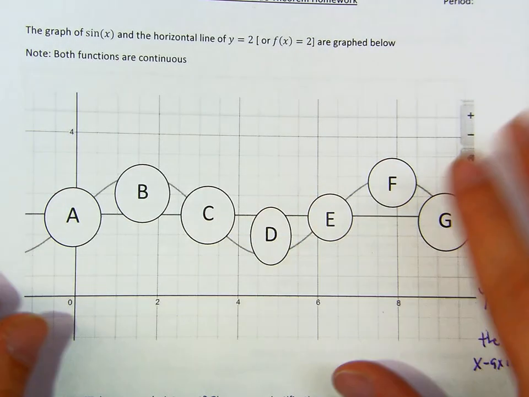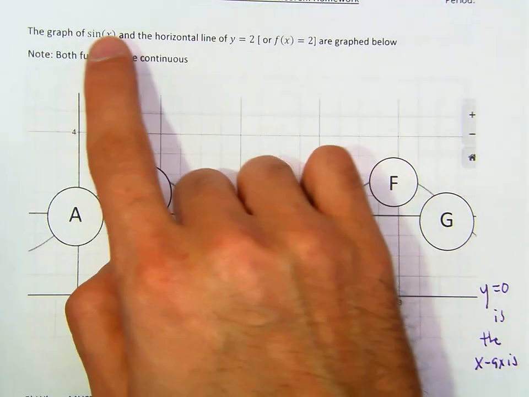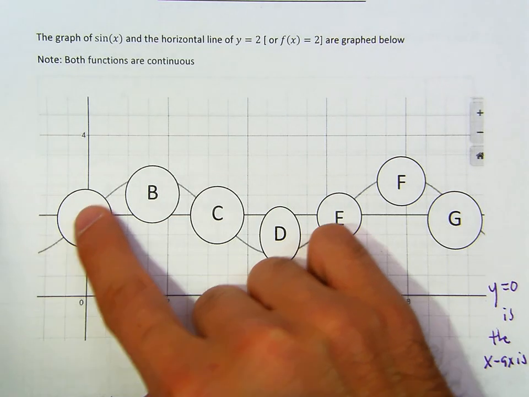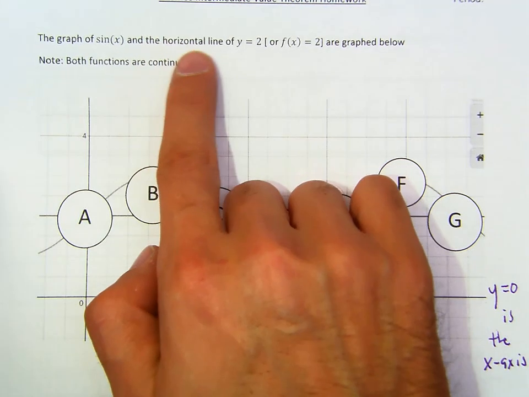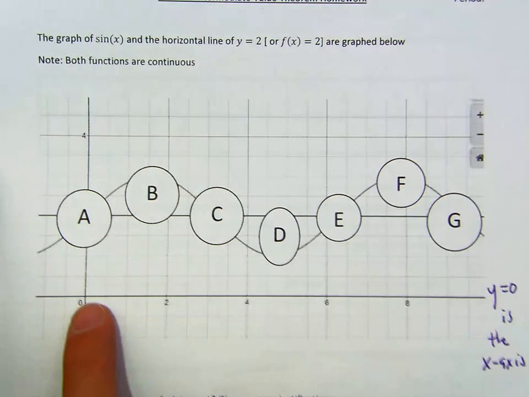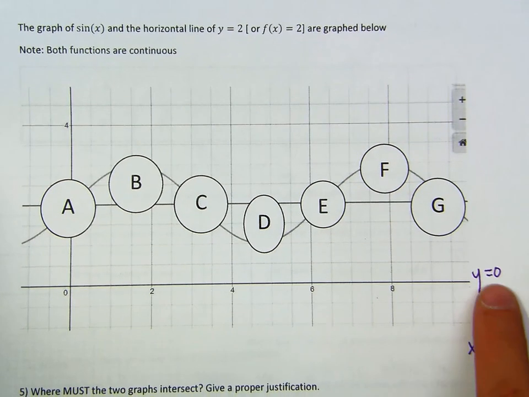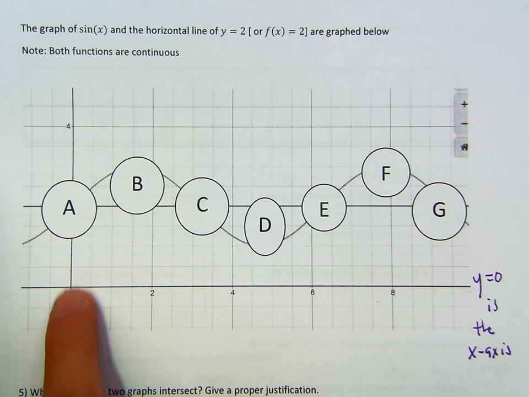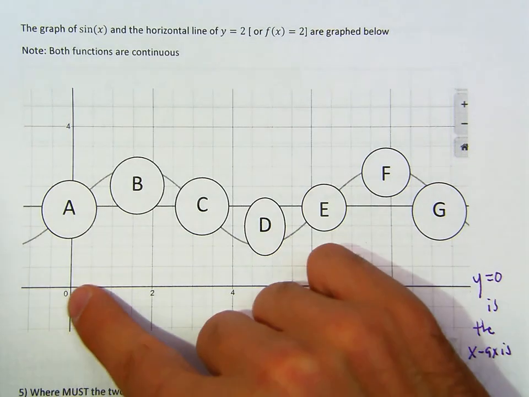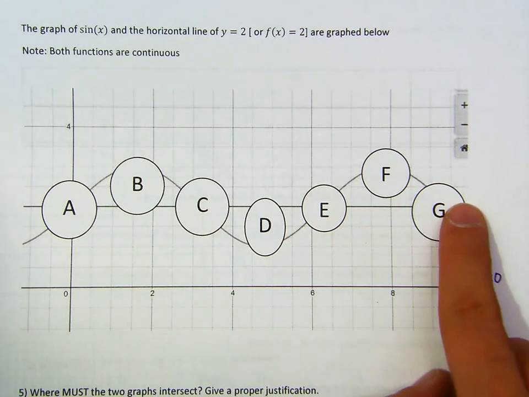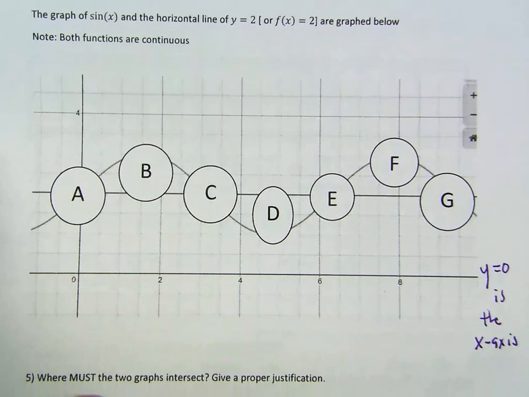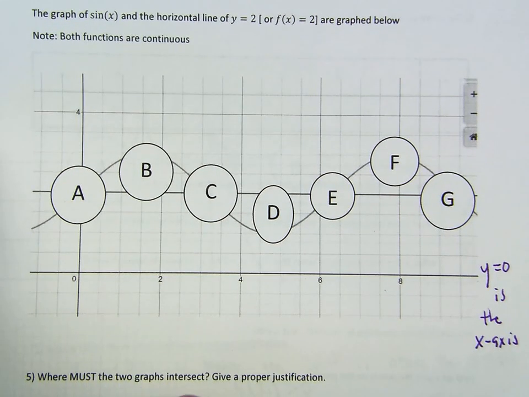So the second part of the homework. We have this function, sine of x, and this is sine of x over here, okay? And now we have the horizontal line y equals 2. Notice that this is the x-axis, or y equals 0. If this is 0 and that's 4 over there, this is the line y equals 2. So let's see, where must the two graphs intersect?